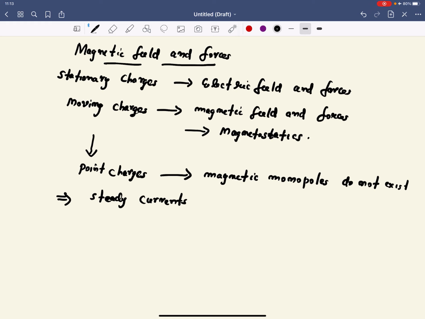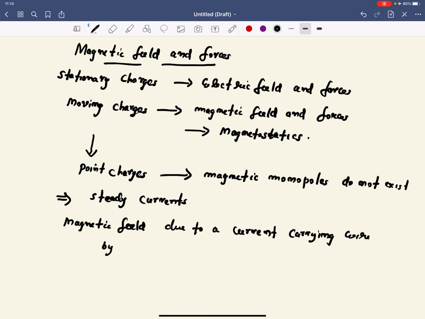So this is what we are going to understand today, and you have learned previously that you can calculate the magnetic field due to a current carrying wire using, what? Using Biot-Savart law.